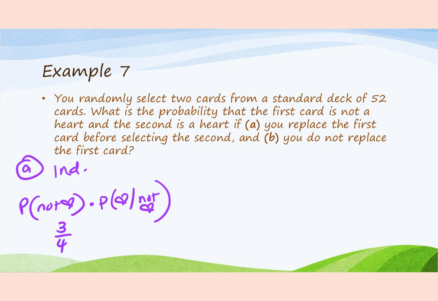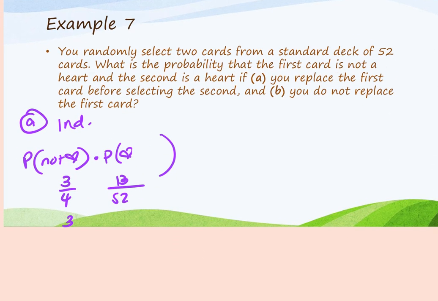And then the probability that it's a heart. So how many hearts are left? They're independent, right? So it doesn't even matter what happened the first time. How many hearts are there? 13. Okay. Out of 52, which would be 1/4. So 3/4 times 1/4 or 3/16. That was easy. Huh? That was easy.